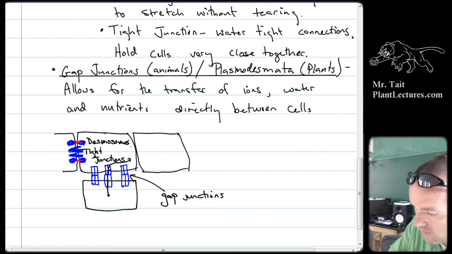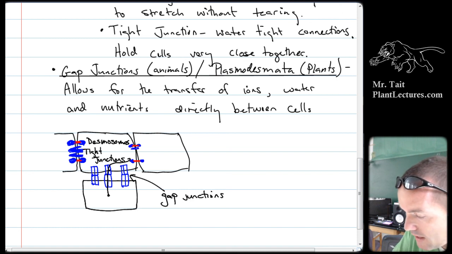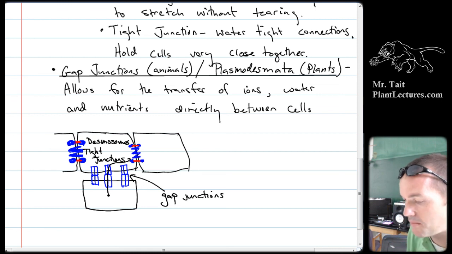So again, you can do the same thing over here. Desmosome, desmosome, desmosome, desmosome, and then they're connected together by intracellular proteins. And then you've got the stitching together of the cells by a tight junction.